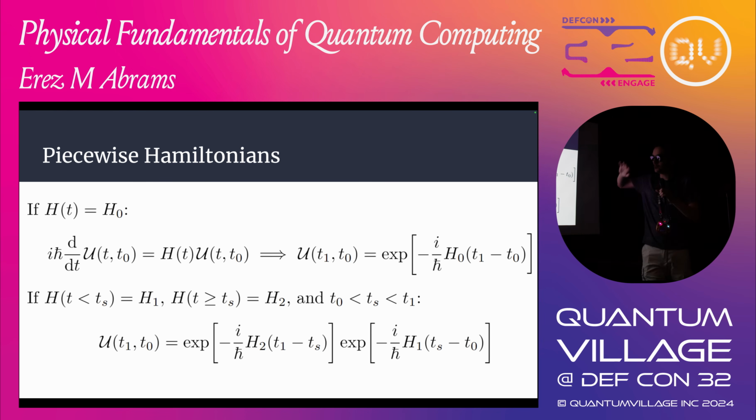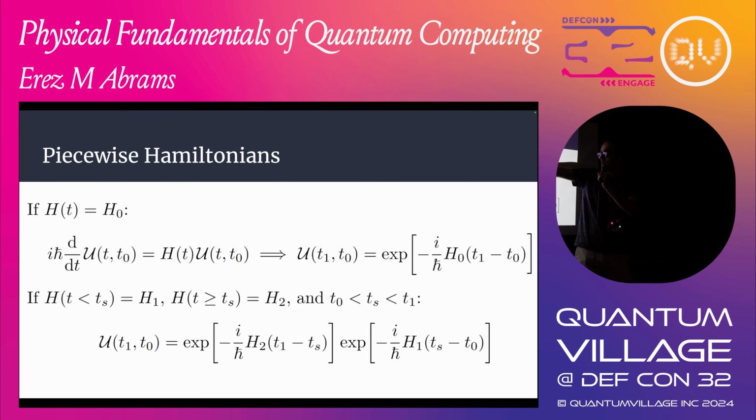To do gates, we have to talk about piecewise constant Hamiltonians, right? If our Hamiltonian is time independent, we can solve Schrödinger's equation for this time evolution operator by just taking what's called a matrix exponential with this time difference. This is just differential equations with matrices. If you've seen it, it's familiar. If you haven't, it's not. Just trust me. This solves the equation, right?